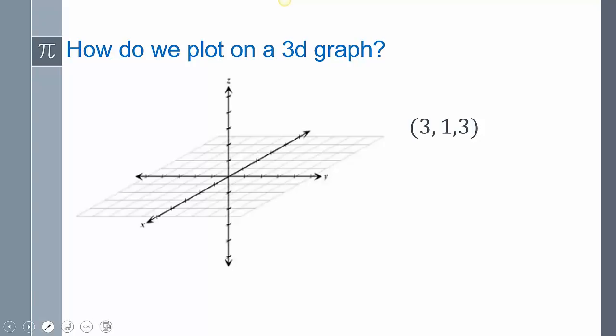Three, 1, 3. So 1, 2, 3 along the x, 1 along the y, and then now I need to go upwards for the z. So 1, 2, 3. And so that's the point chilling out in 3-dimensional space.